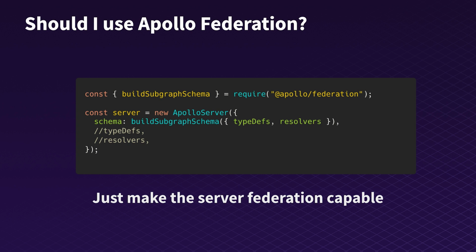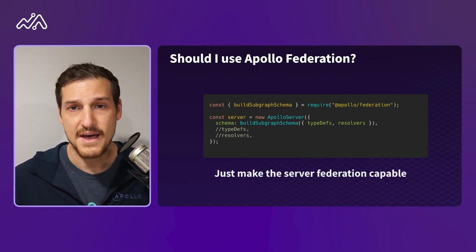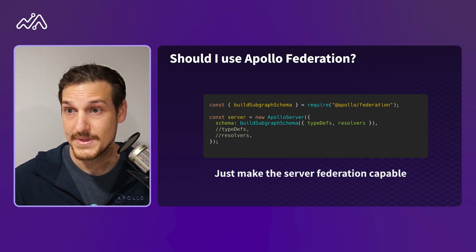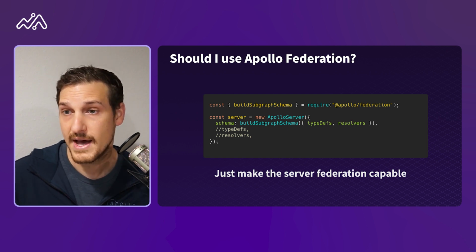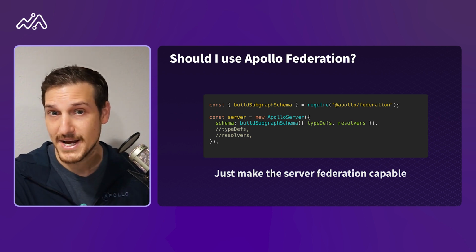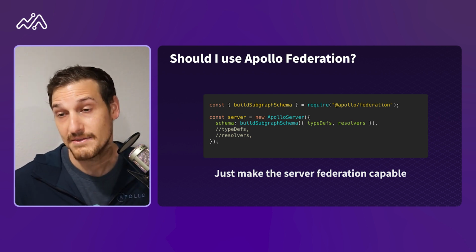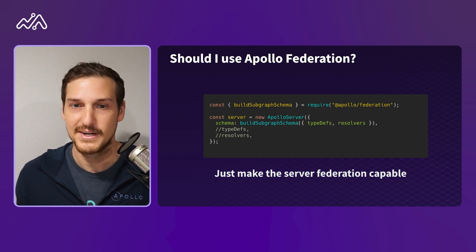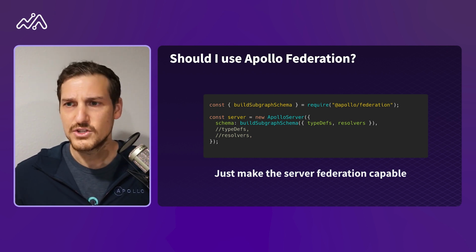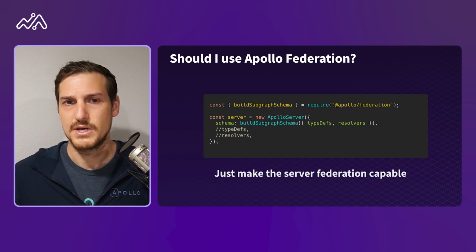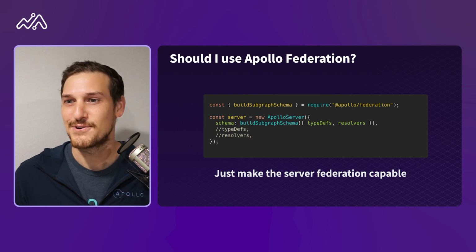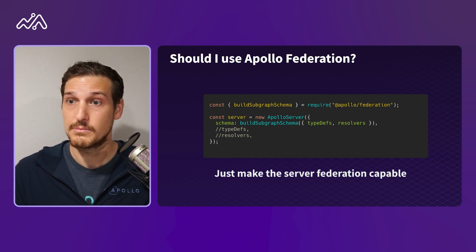If anything, I just say, just make the server Federation capable. All you have to do is add the Apollo Federation package and build the schema from buildSubgraphSchema. With that method, you don't have to make any changes to your type defs or your resolvers. There will be nothing you have to do, and you'll be able to be a federated subgraph in the future. So don't really think too much about Federation at this point.